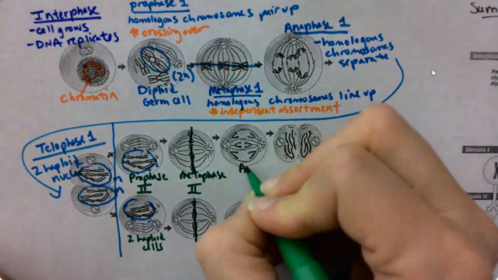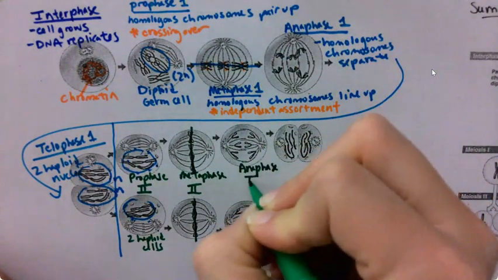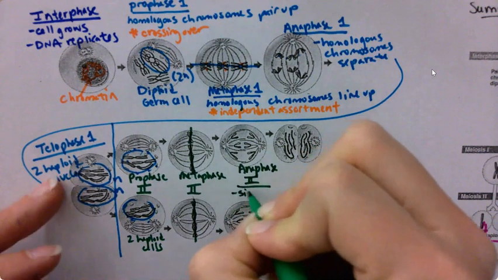In anaphase 2, in this part, the sister chromatids separate.